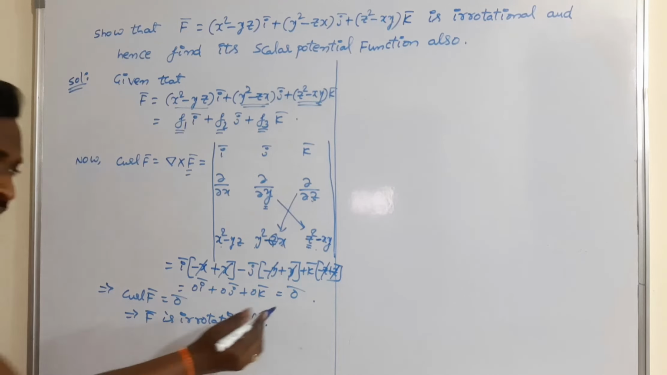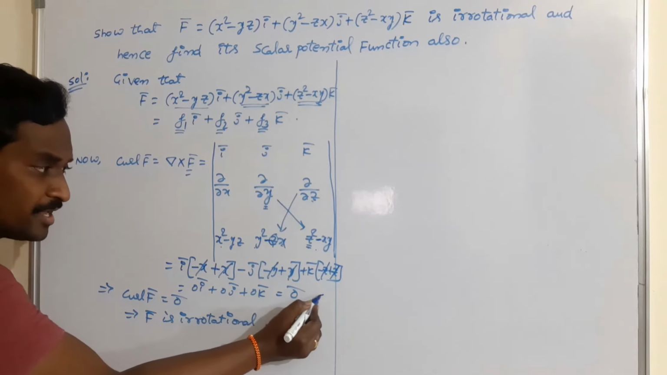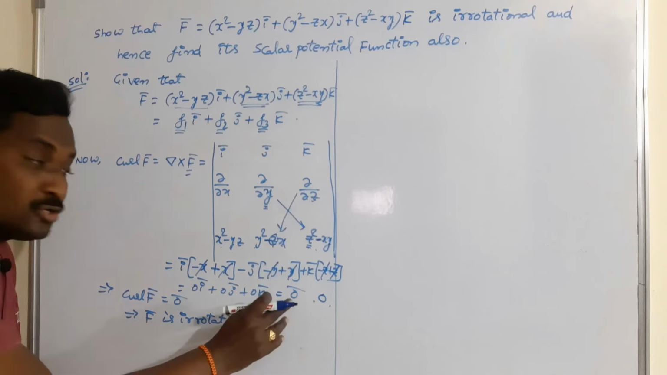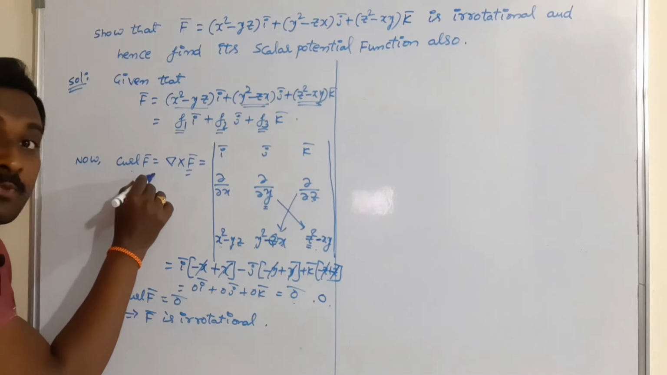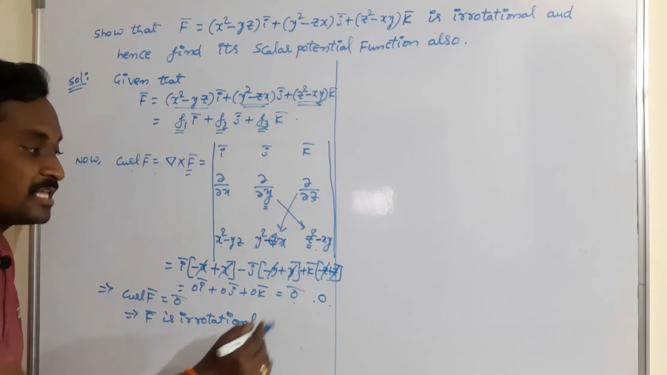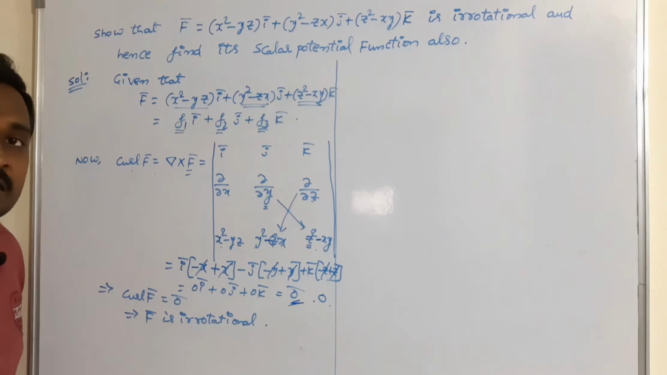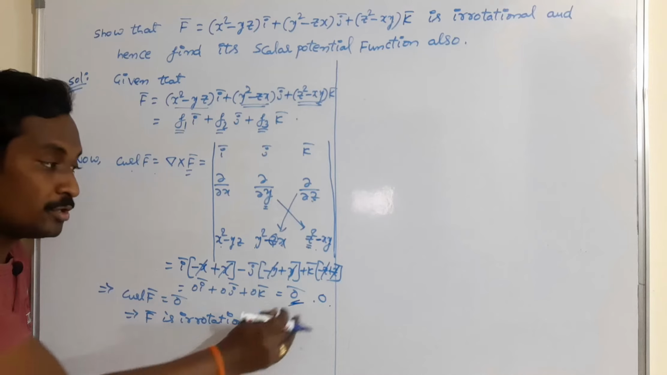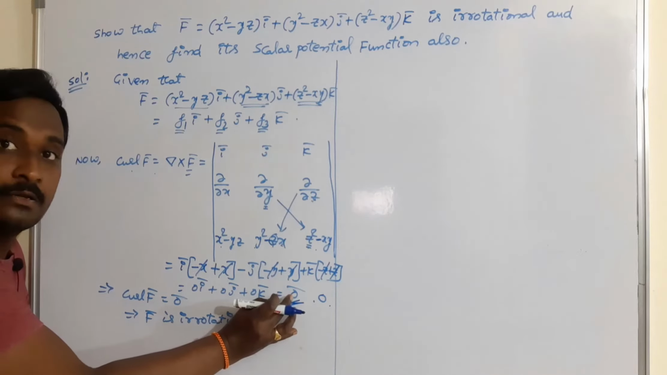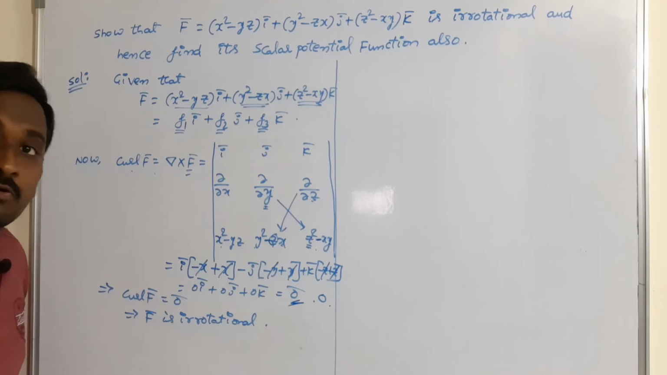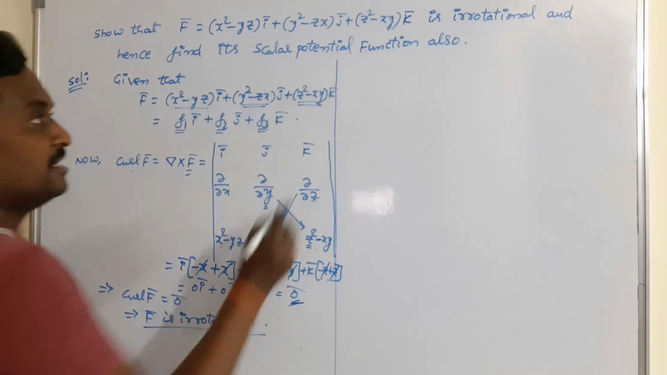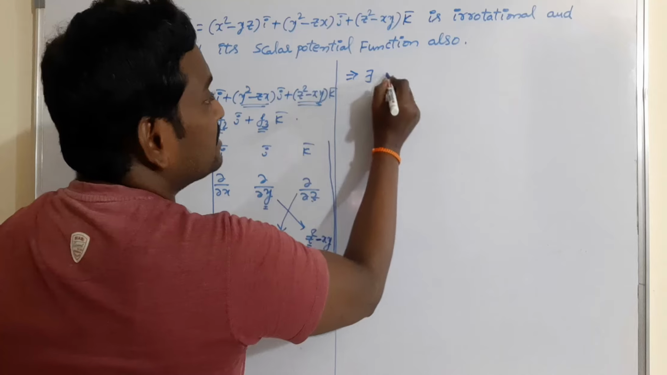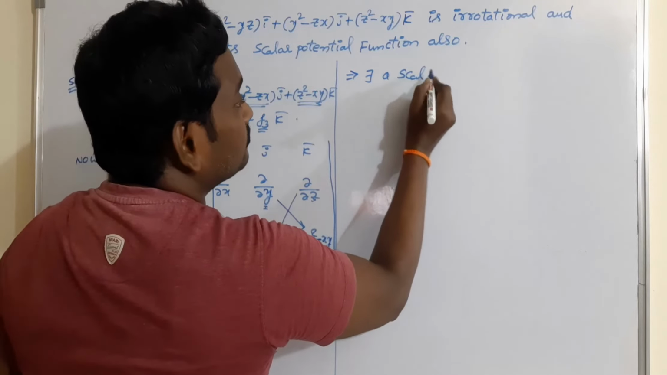Don't write only 0 here. 0 is a scalar and 0 bar is the zero vector. Don't forget, the curl of a vector point function should be a vector. That's why the result should be a vector, and that's why I am writing 0 bar here. Don't use 0 instead of 0 bar. 0 is different from 0 bar. Don't forget it.